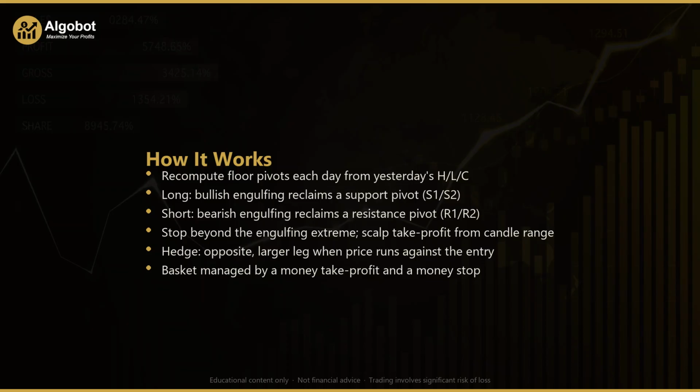From that point, the entire basket is governed by money limits. When net floating profit reaches the basket take profit amount, everything closes. If the net floating loss reaches the basket stop amount, everything is flattened. That money stop is the hard ceiling on risk.